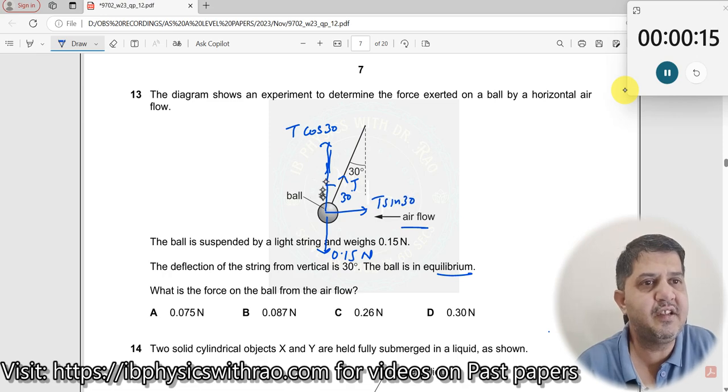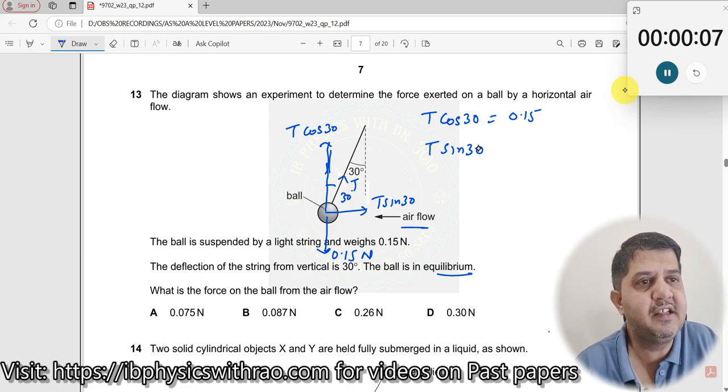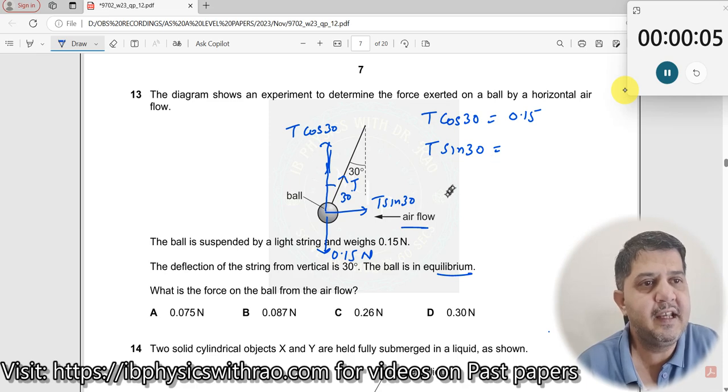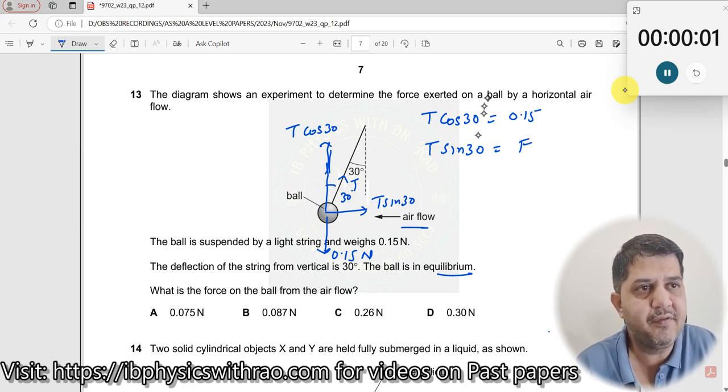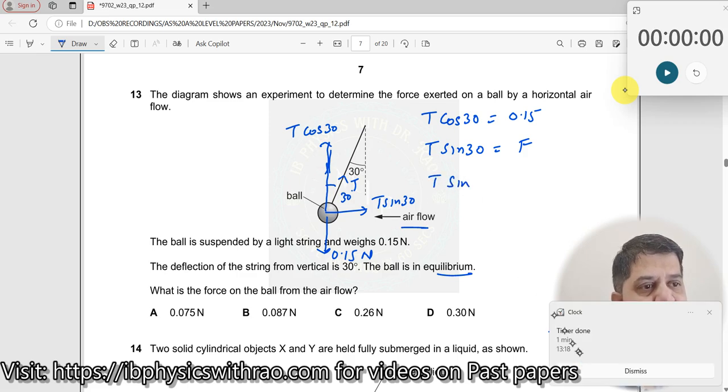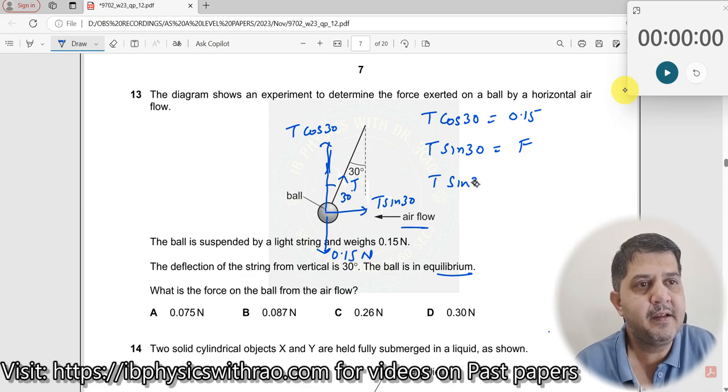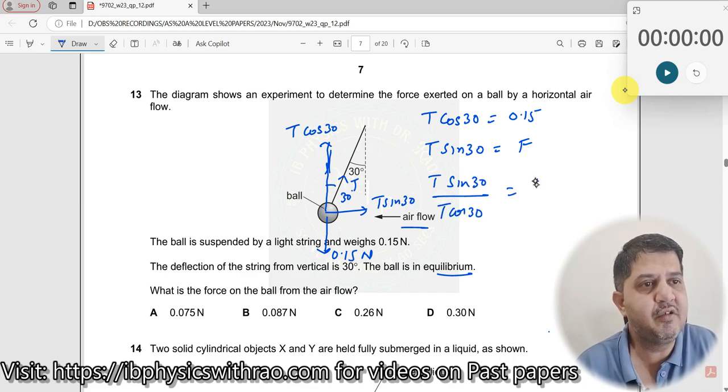Now let us write down the equations. What is the equation here? I'll write T cos 30 is equal to 0.15. T sin 30 is equal to the airflow force. What is the force? We do not know. We need to find F here. So we need to find F. Divide one by the other. I get T sin 30 divided by T cos 30 is equal to F divided by 0.15.